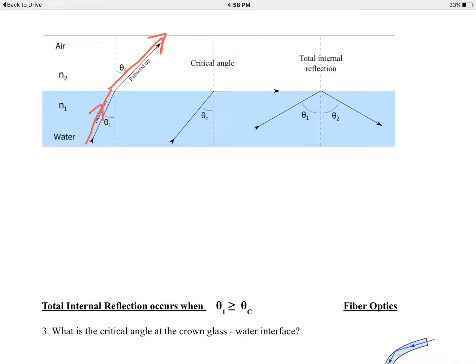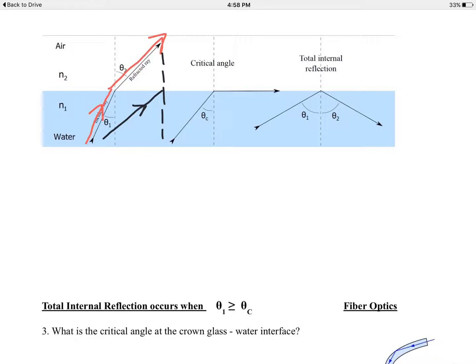Let me show you an intermediate situation. Let's say I have another situation where theta sub 1 is bigger than in the first diagram. Let me use black for this case. Let's say I have a theta that's not quite the critical angle. And I draw my normal.